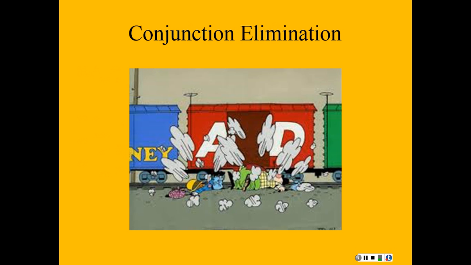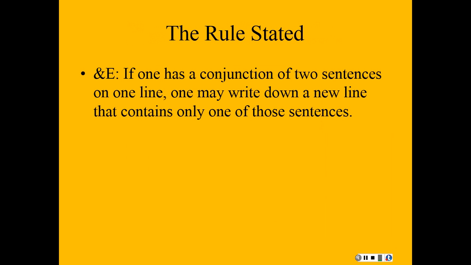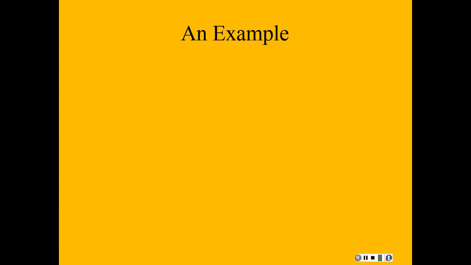The second rule that accompanies our new logical symbol, the ampersand sign, is also equally as intuitive and straightforward. It is just the reverse of conjunction introduction. It is conjunction elimination. So here's a statement of that rule. If one has a conjunction of two sentences on one line, one may write down a new line that contains only one of those sentences. So here is an example of the rule applied.